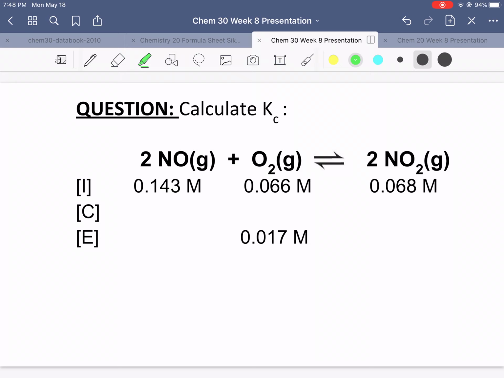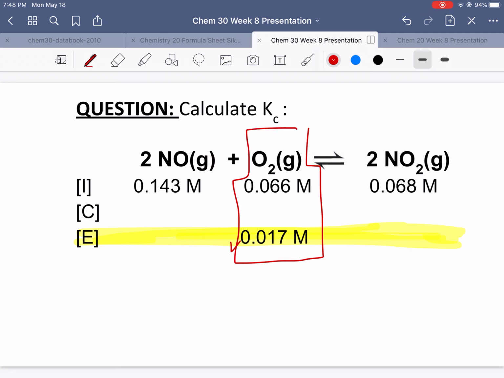At this point, we have the initial concentrations of all of them. That's not good enough. We need the equilibrium concentrations of each different reactant and product. I've only got one of them, so I need the other two. But I do have the hint of how they are changing. If I look at the numbers, the O2 gas goes from 0.066 to 0.017. That's a decrease. So that means it went down by a factor of 1x. Why 1? Because the coefficient in front of that oxygen is 1.